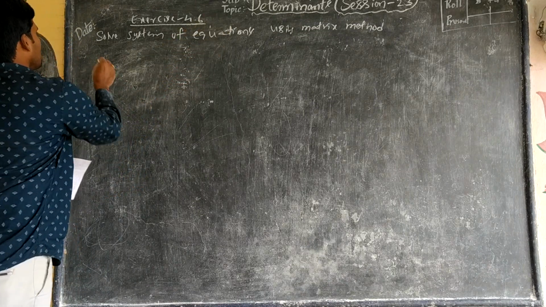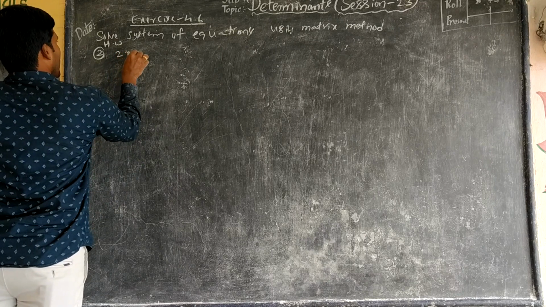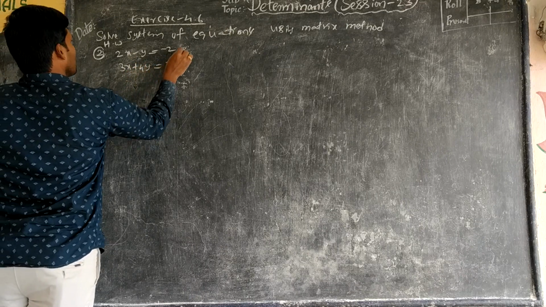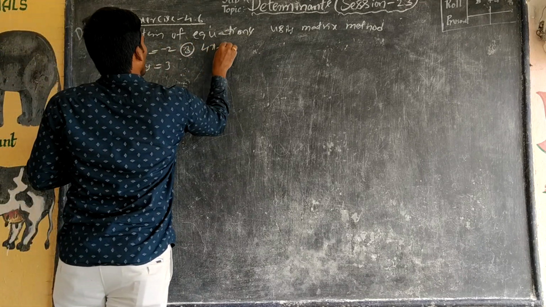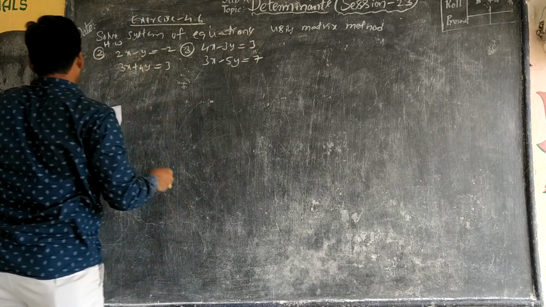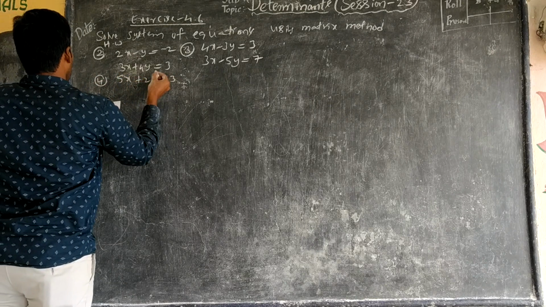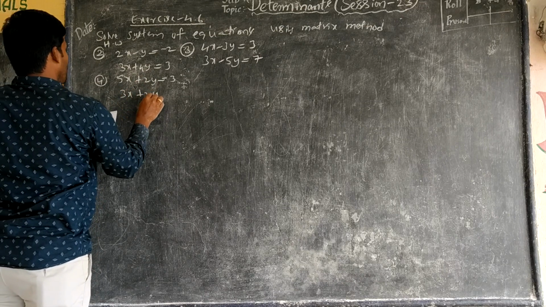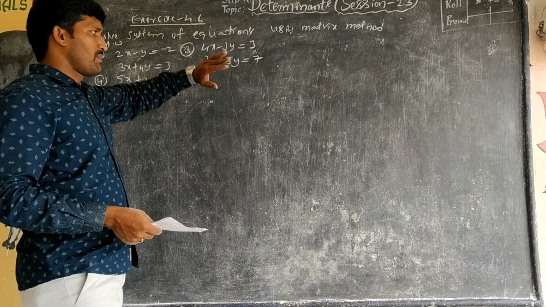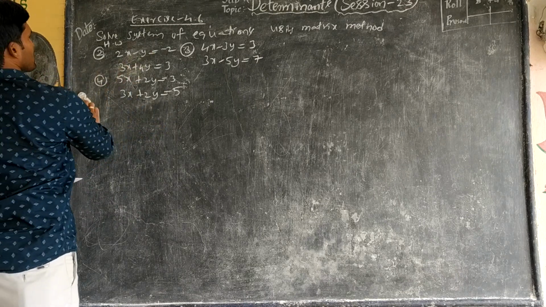Now, second one, here a few questions for you to try as homework. 2x minus y equal to minus 2, 3x plus 4y equal to 3. Next, third one. 4x minus 3y equal to 3, 3x minus 5y equal to 7. Next, fourth one. 5x plus 2y equal to 3, 3x plus 2y equal to 5. These are the two variable equations. Everyone try the solution. The method remains the same, no changes in that. And note down these questions.